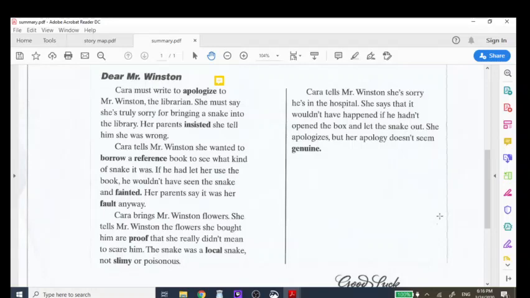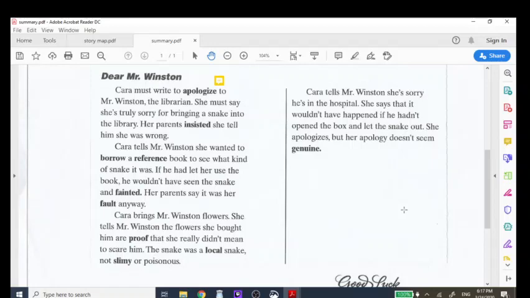Dear Mr. Winston. What is Dear Mr. Winston? If you notice, I have written here 4 paragraphs for you, used as many vocabulary words as we have taken from the text as possible. Now, Kara must try to apologize to Mr. Winston. And who's Mr. Winston? Obviously, the librarian. She must say she's truly sorry for bringing the snake into the library. Oh, so she brought a snake. I don't think that snakes are allowed in libraries, right?